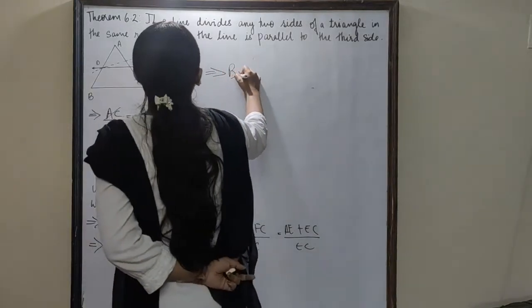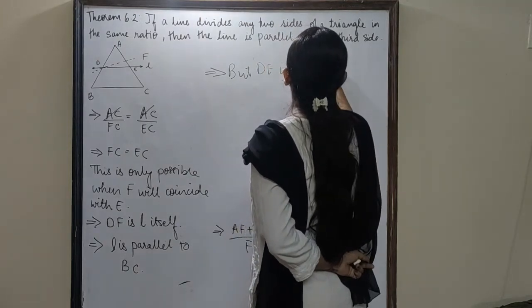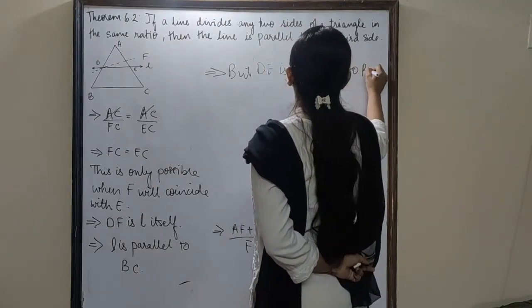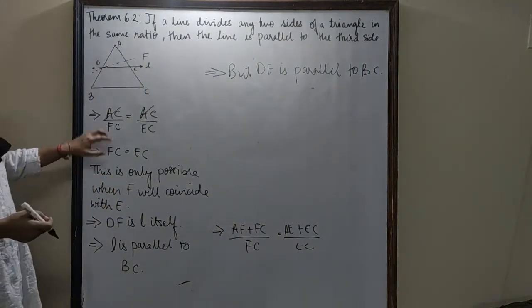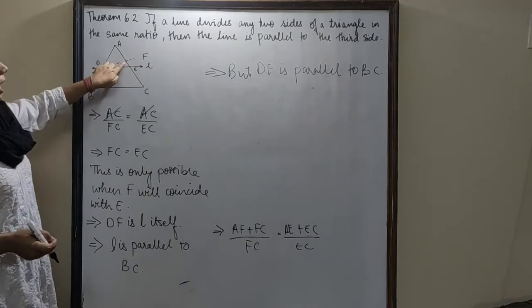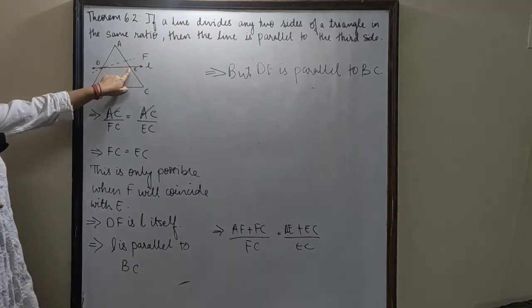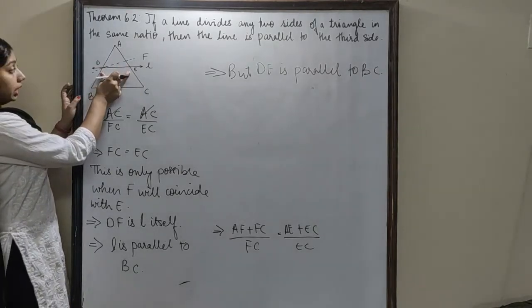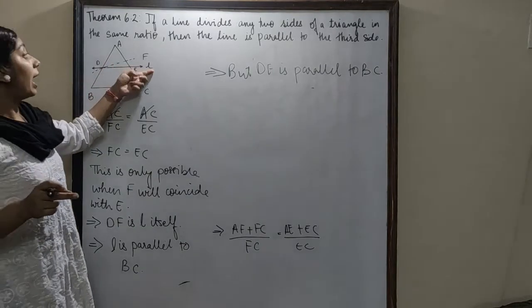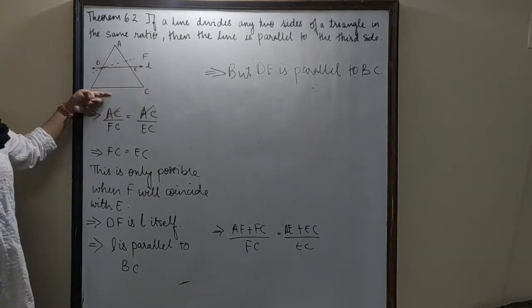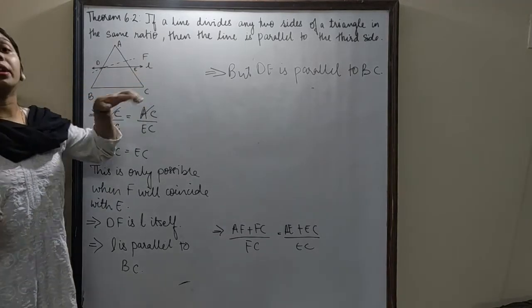Over here we will write, but DE is parallel to BC. Hence, what have we included from here? If FC is equal to EC, then F must coincide with E, and if F is coinciding with E, that means DF is equal to DE, and DE is what? DE is the line parallel to BC. That means N is the line which is parallel to BC. Therefore, DE is nothing but N itself.